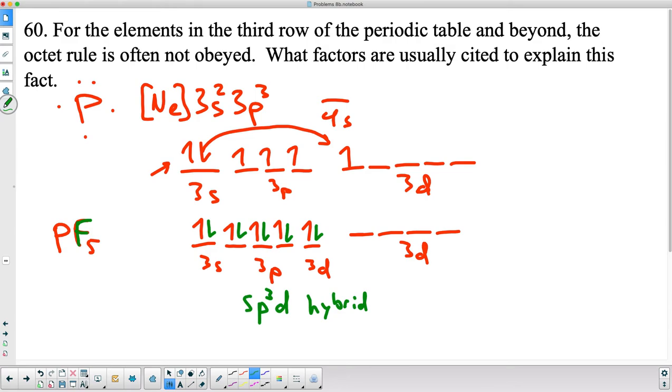So yes, that means phosphorus can have a bond here, here, here, and here. Although it doesn't quite look like this because it's 3-dimensional and I'm drawing on a 2-dimensional board, and you don't need to know exactly what it looks like just yet. That's chapter 9. So PF5 is an expanded octet. The reason it expands is there's room in the 3d orbitals to take on some extra electrons. Okay, moving on.